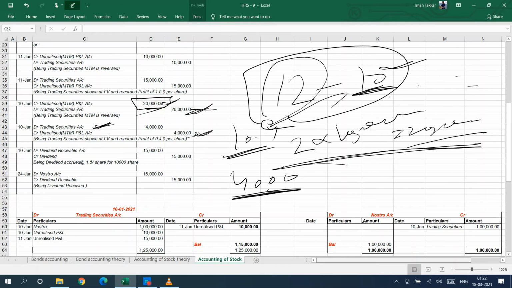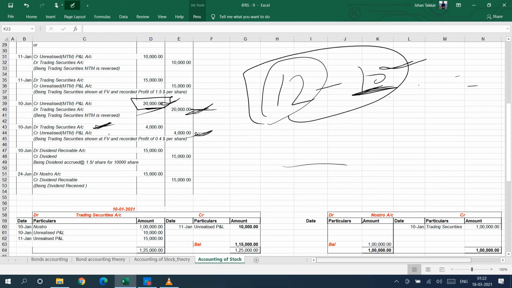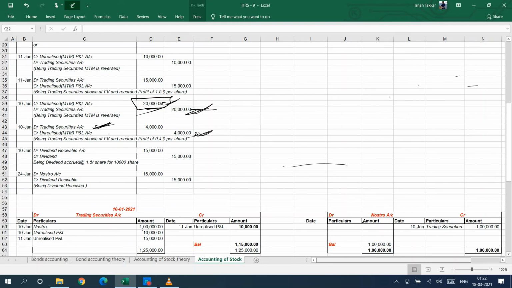On this date, you are eligible to get the dividend. As you have the share on this date, you will be getting the dividend. So you can show an asset, that is a dividend receivable account debit, and you will credit an income, that is dividend. So you show an asset.